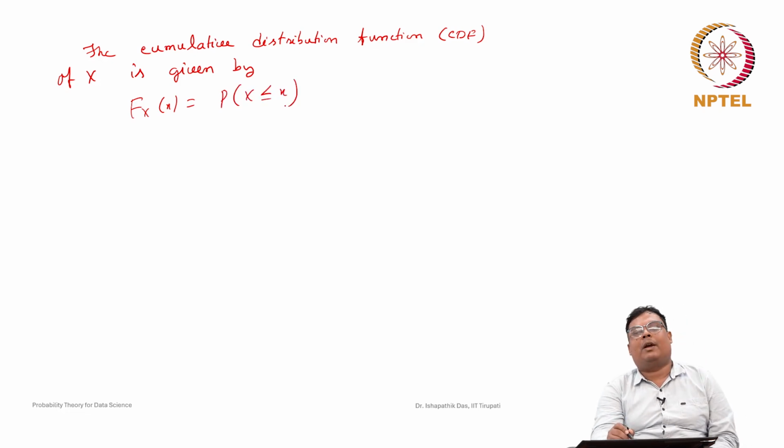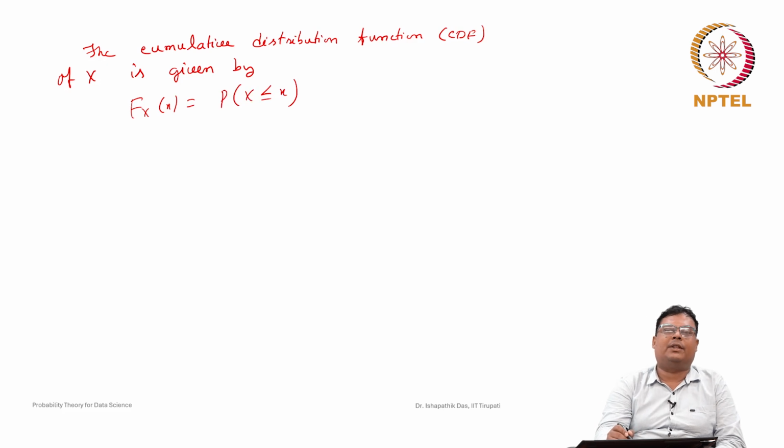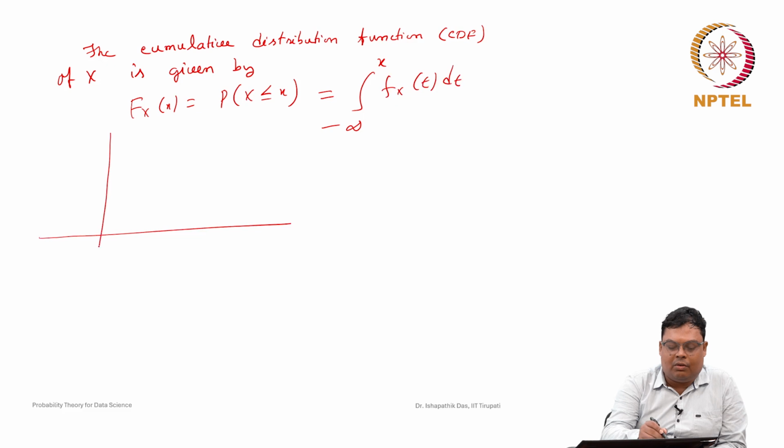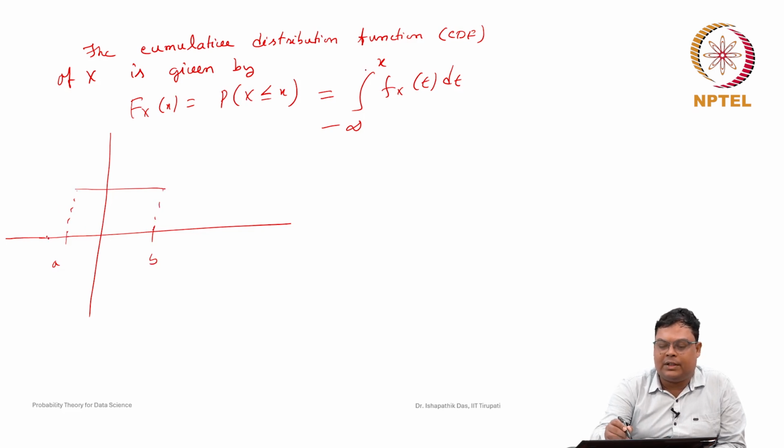We have already discussed that whenever the probability density function is given, we can find the cumulative distribution function from it. The formula is the integral from minus infinity to x of f_X(t) dt. Now, this density function is 0 outside the interval from a to b. Whenever you are finding a probability, you are finding the area under this curve. Whenever x is less than a, the density is 0, so F_X(x) will be equal to 0 for x less than a.